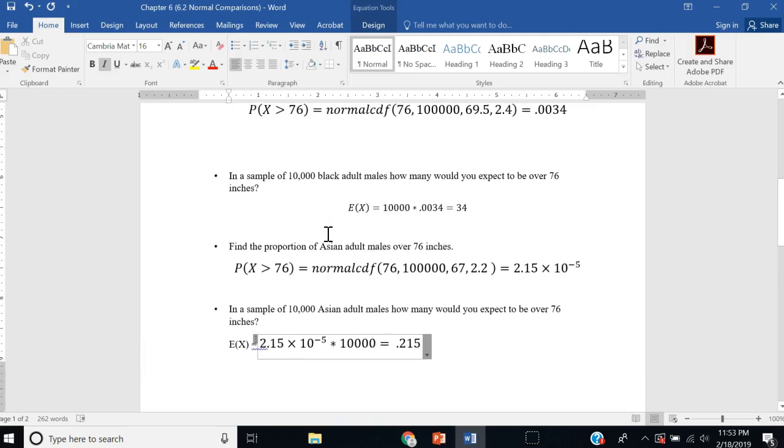So here's the deal. If we have a group of 10,000 black adult males, and a group of 10,000 Asian adult males, we expect to find a pretty good number, 34, of the black adult males who are over 6'4". And we find basically nobody from the Asian adult males who are over 6'4".